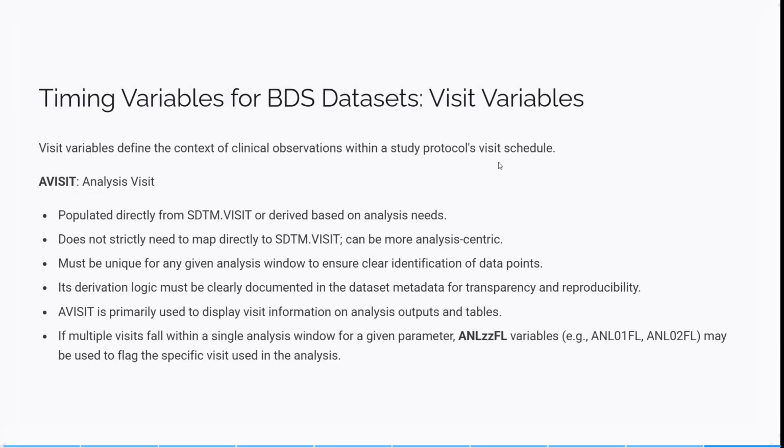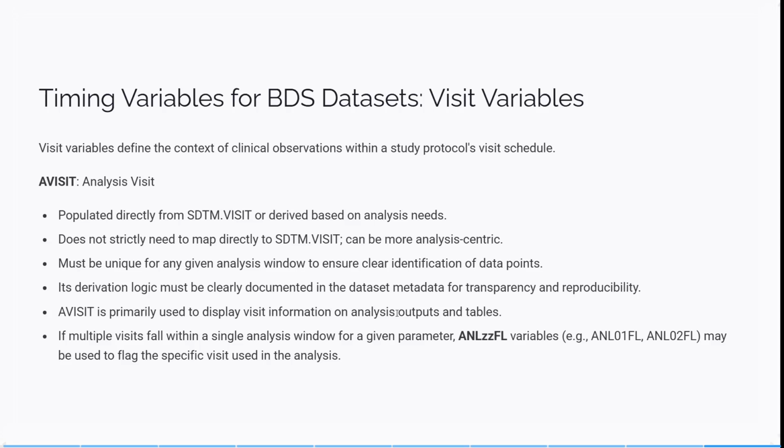The timing variables for the BDS datasets: visit variables. The visit variables define the context of clinical observation within the study protocol's visit schedule. Analysis visit is populated directly from SDTM visit or derived based on the analysis needs; it does not strictly need to map directly to the visit and can be more analysis-centric. It must be unique for any given analysis window to ensure clear identification of the data points. Its derivation logic must be clearly documented in the dataset metadata for transparency and reproducibility.